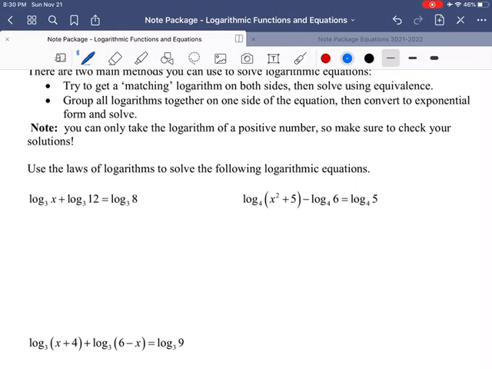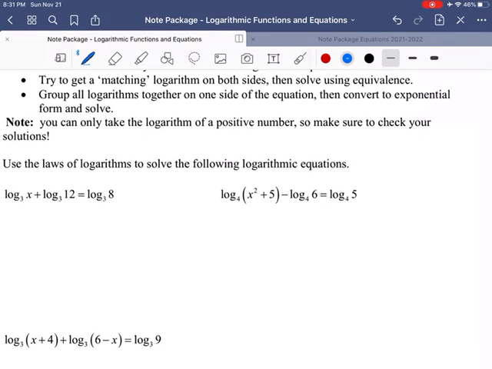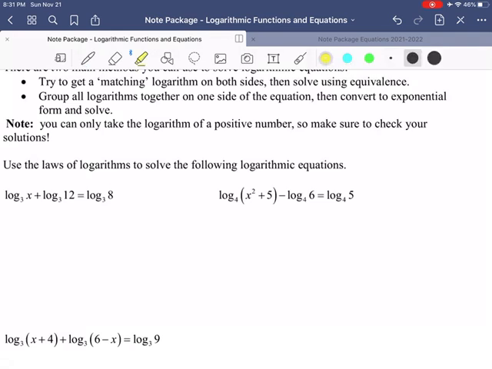The other method is to group them all onto one side of the equation, convert to exponential form, and solve. Note, you can only take the logarithm of a positive number, so check your solutions. You might have an extraneous root that will not work for you.